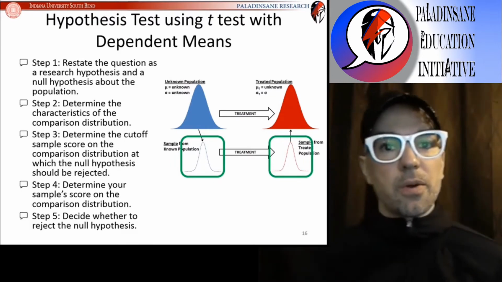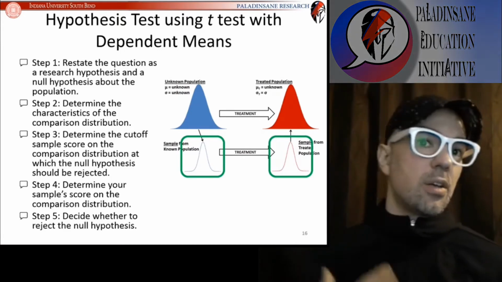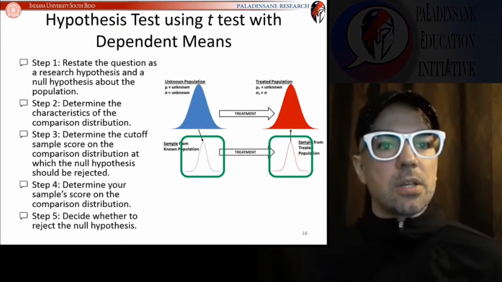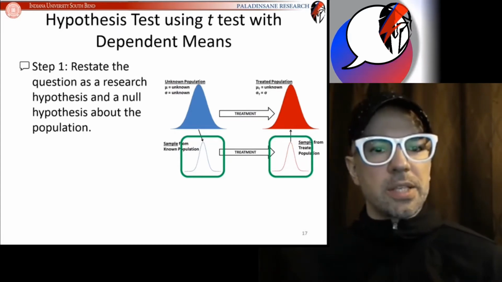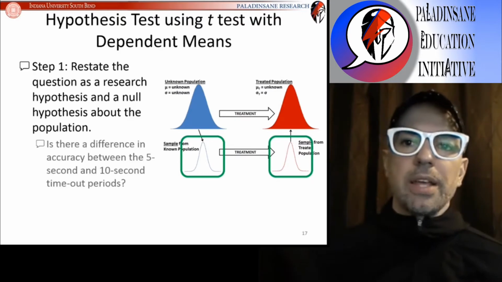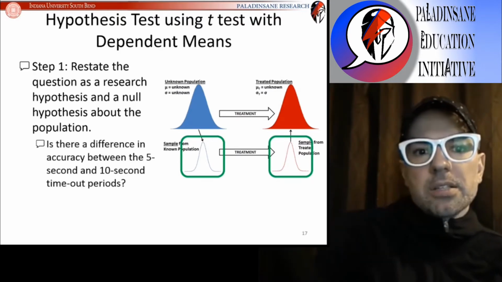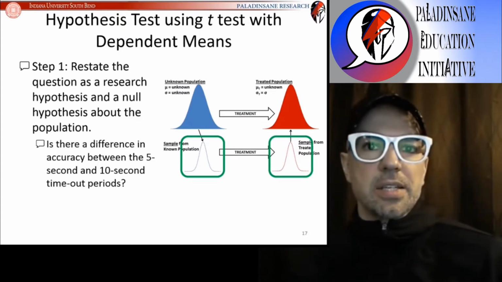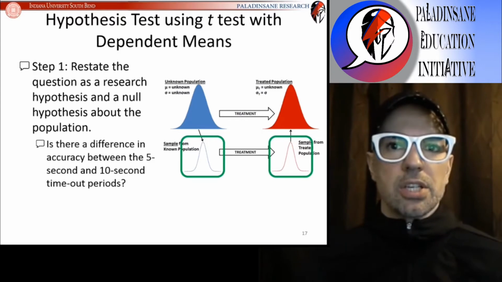Now we're going to do it for dependent means, but we're still going through steps 1 through 5, and they're still the same steps. So let's start off with step number 1. Restate the question as a research hypothesis and a null hypothesis about the population. We want to know, is there a difference in the accuracy between the 5-second timeout condition and the 10-second timeout condition? Is there a difference in accuracy between those two conditions?